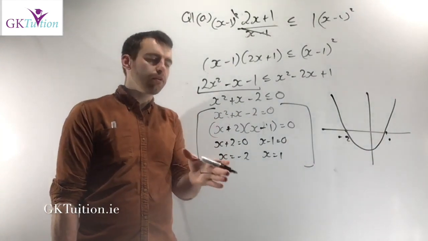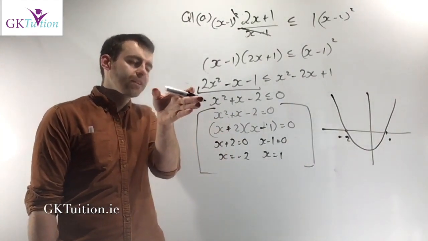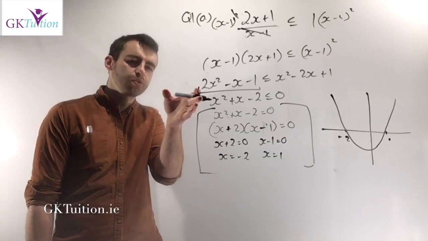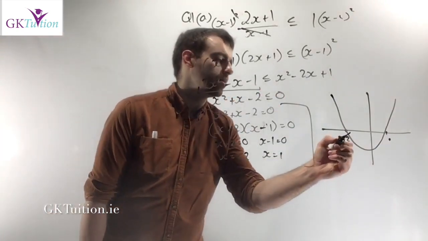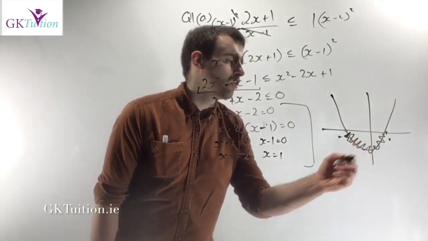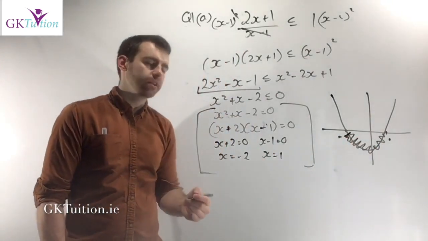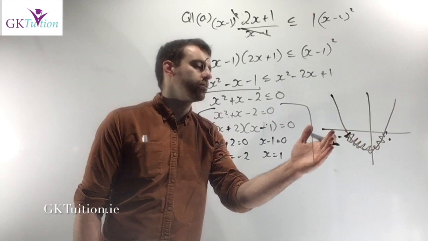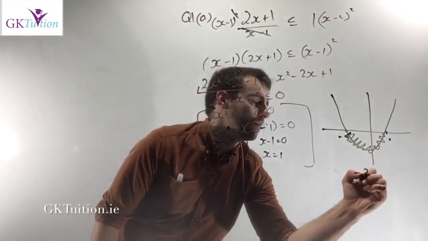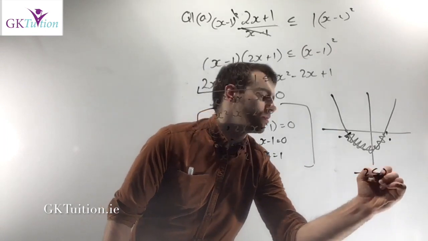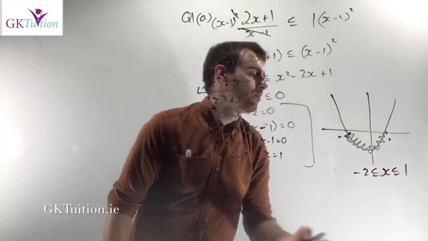And now that I've drawn my graph, I can refer back to this line. The question is when is the quadratic less than or equal to 0? It's less than or equal to 0 when it's on or below the x-axis. So in this case, I would say any x values between minus 2 and 1, the quadratic is below the x-axis. So I could fill that in. Minus 2 is less than or equal to x, which is less than or equal to 1.